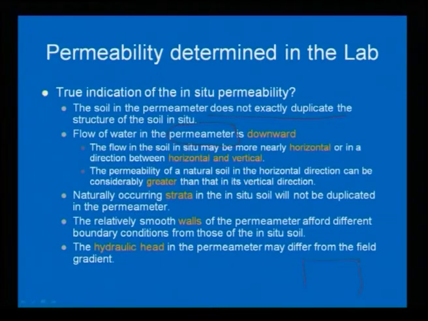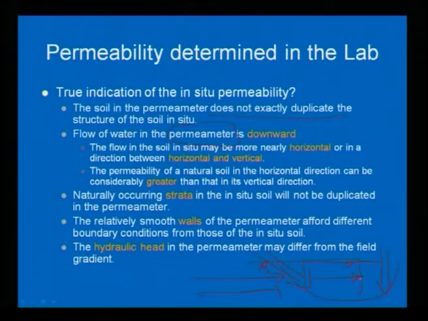If this is my field, it may be possible that flow is flowing like this, so that means this is horizontal. It may be possible that flow is flowing like this, that means it may be vertical. It may be possible that flow is flowing in an inclined direction, both vertical as well as horizontal. The permeability of a natural soil in the horizontal direction can be greater than in its vertical direction. It has been proven in soil mechanics. So in natural soil, the permeability in the horizontal direction is greater as compared to the vertical direction.